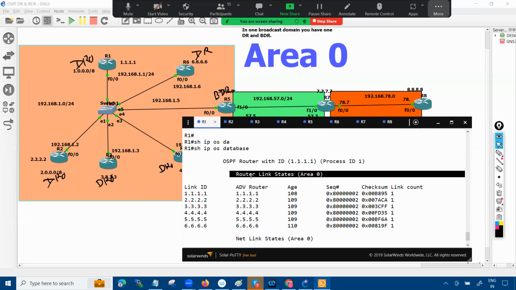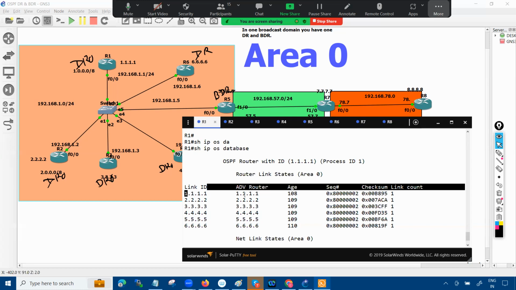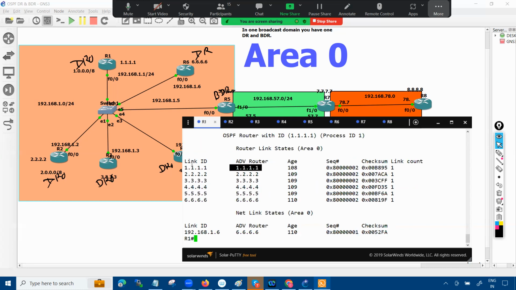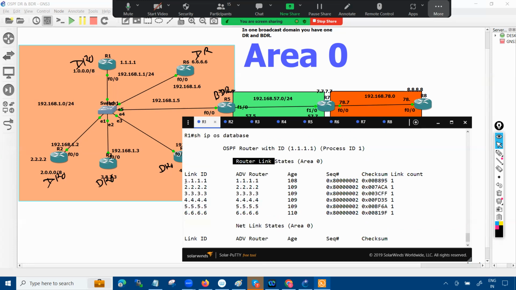Router LSA. The first thing in the router LSA is the link ID. Link ID is nothing but the router ID of the router. Advertising router means who is advertising this LSA. Same one. The link ID will change if you see the network LSA, which we'll see in the next 5 to 10 minutes. So the link ID changes depending on the LSA type. In the router LSA, the link ID is the router ID of the router.